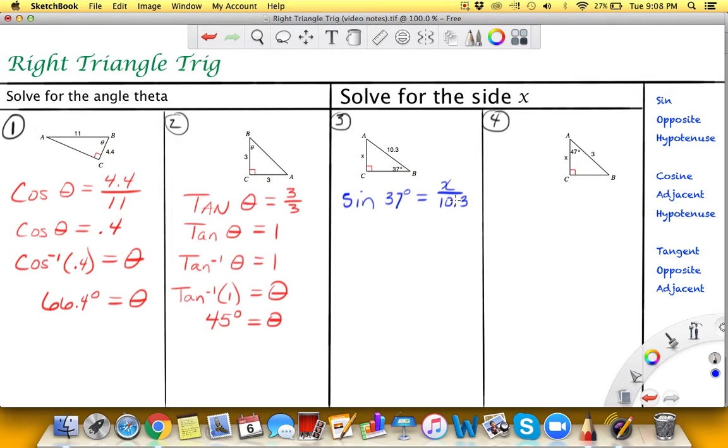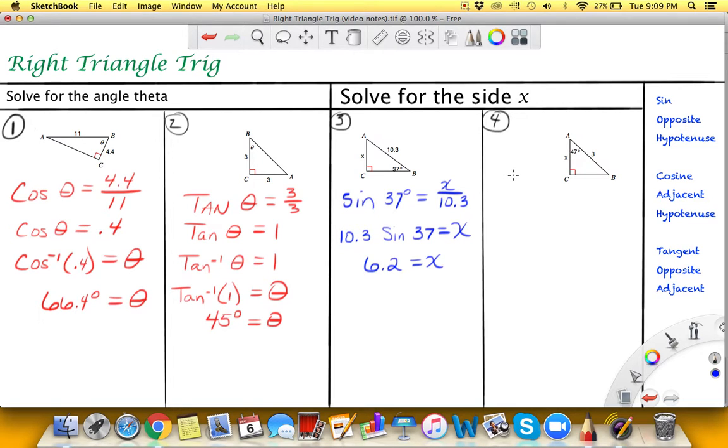Now in this case we want to get rid of this fraction, so we multiply both sides by 10.3. So if I have 10.3 sine of 37, it's going to give me the value of x. And so if we punch this into the calculator, 10.3 times the sine of 37 is actually equal to 6.2, which is going to give us the value of x. So here we say that this side length, segment AC, is going to be 6.2 units.